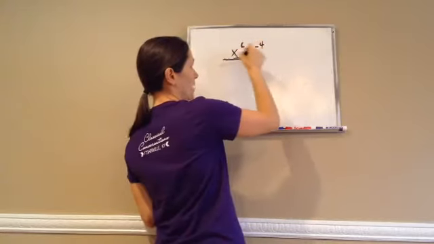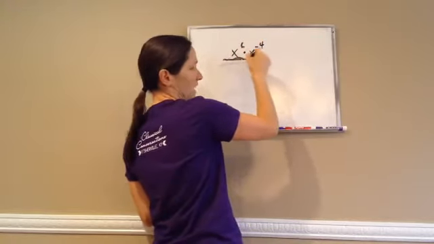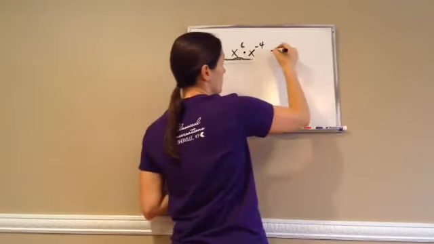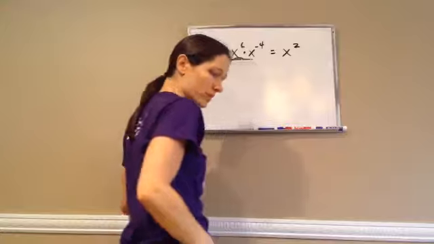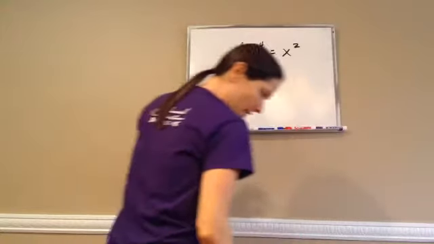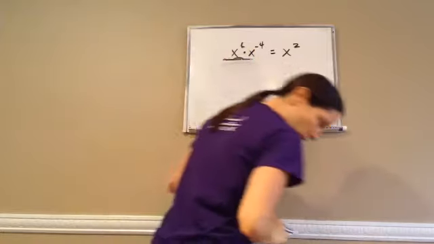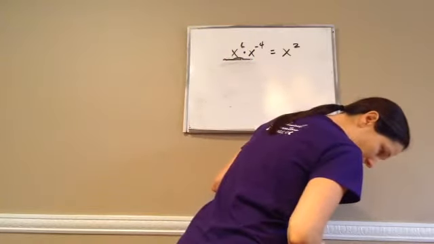Remember, when you're multiplying them, when they're side by side, that means multiply. This 6 plus a negative 4 becomes x to the second power. Good job. Okay, see how we did that? So you just went 6 and then negative 4. All right, let's do the next one.